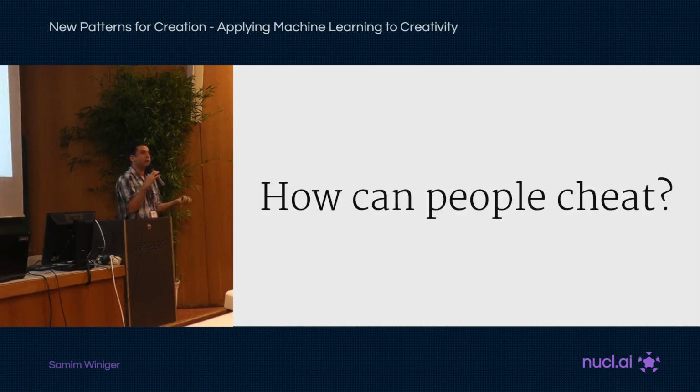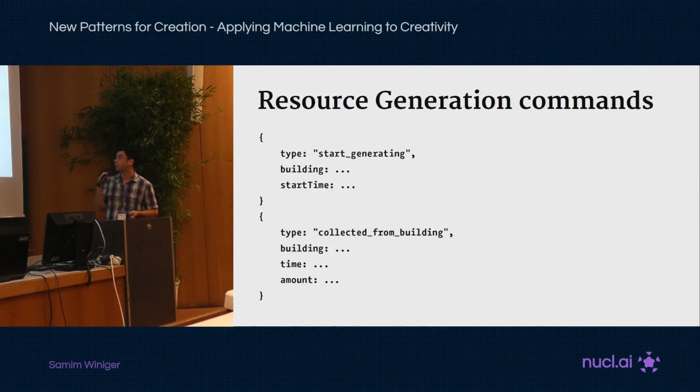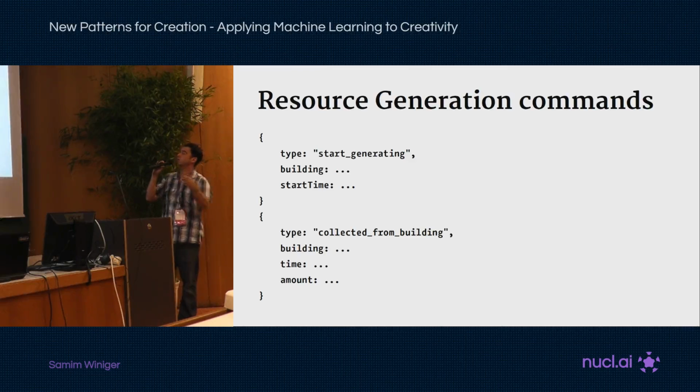Otherwise, again, if you don't care, lots of simple games actually don't care about this stuff. Where you're like, okay, whatever. But if you care about it, please at least synchronize the time. Right, here is a typical example of a resource generation. In this case, it's for buildings. We generate something, and we say, like, okay, we started generating on this building with the start time, and we collect from this building time and amount.